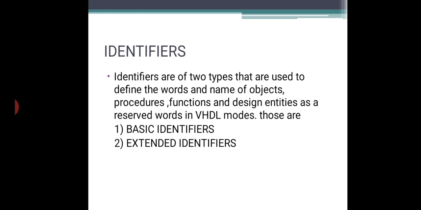Coming to identifiers. Identifiers describe or define the names of objects, procedures, functions and design entities. These are also called reserved words in VHDL. There are two types of identifiers: one is the basic identifier and the other is the extended identifier.